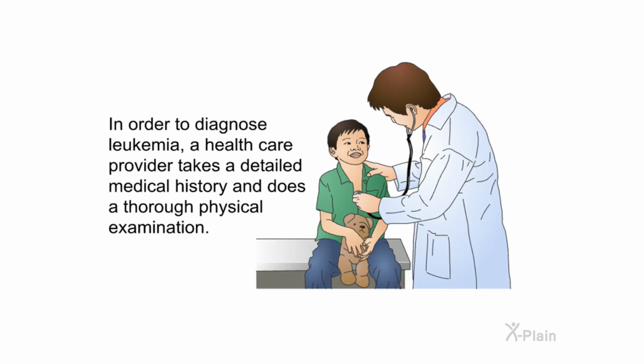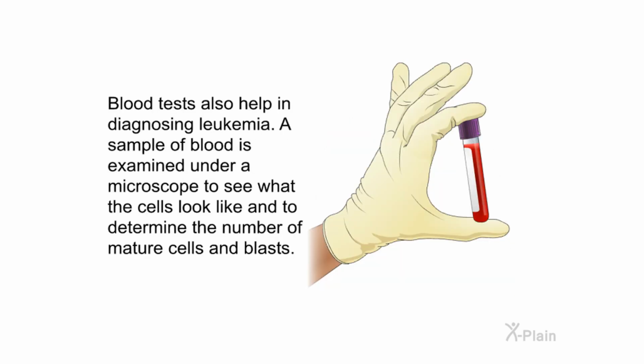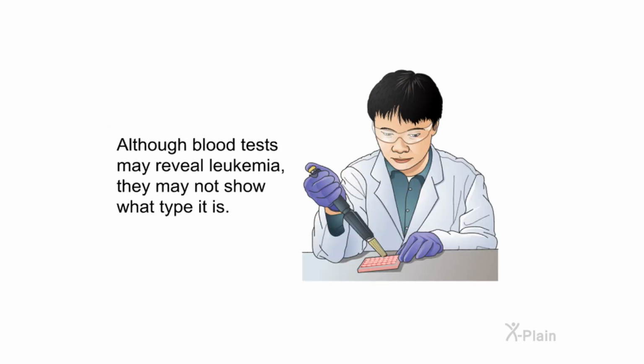Diagnosis. In order to diagnose leukemia, a healthcare provider takes a detailed medical history and does a thorough physical examination. Blood tests also help in diagnosing leukemia. A sample of blood is examined under a microscope to see what the cells look like and to determine the number of mature cells and blasts. Although blood tests may reveal leukemia, they may not show what type it is.